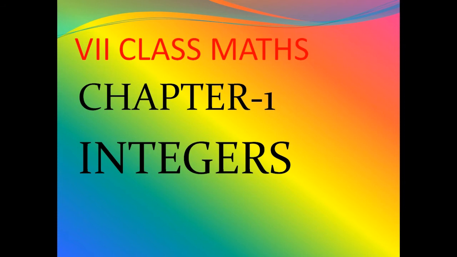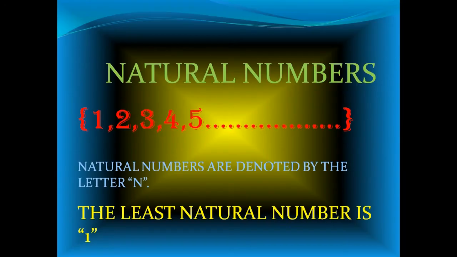In the integers topic, before going to learn about integers, we have to know about the natural numbers. So see that first, what are the natural numbers? For what purpose can we use the natural numbers? Countable numbers are called natural numbers. Countable numbers, to count objects, things, or pens. For that purpose we can use the natural numbers.